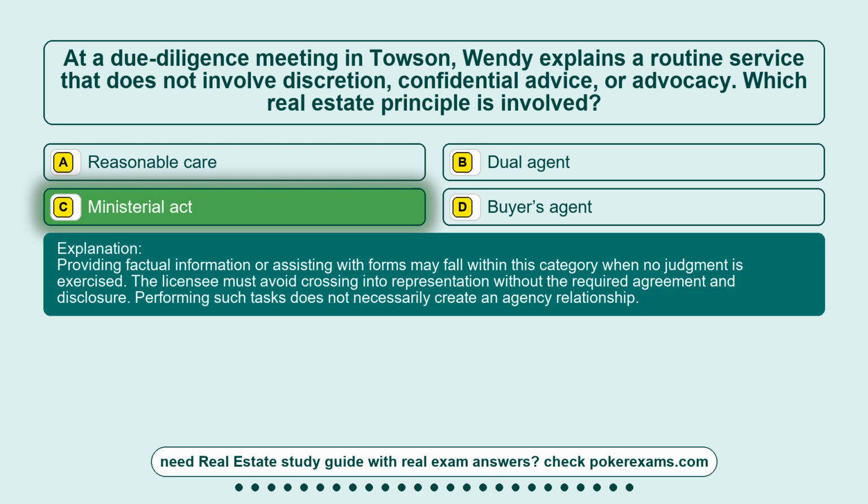Providing factual information or assisting with forms may fall within this category when no judgment is exercised. The licensee must avoid crossing into representation without the required agreement and disclosure. Performing such tasks does not necessarily create an agency relationship.